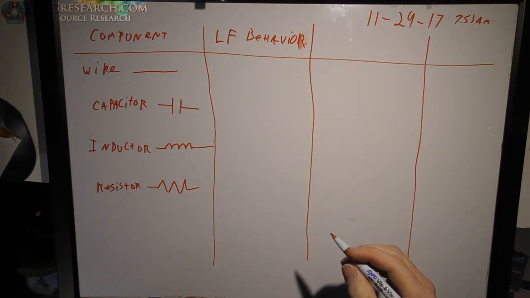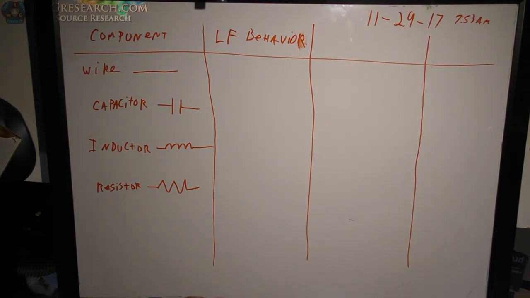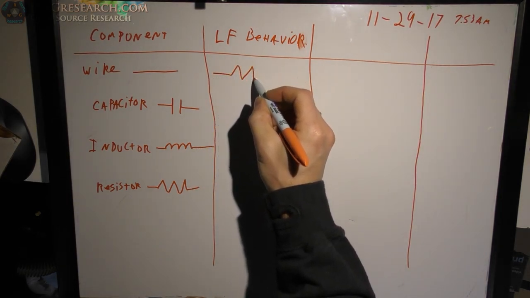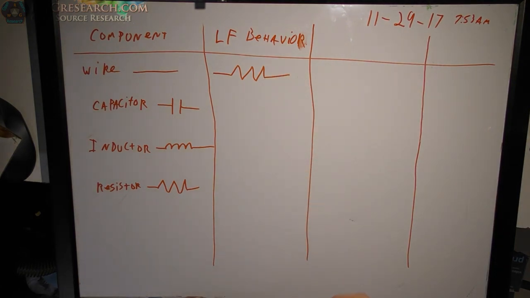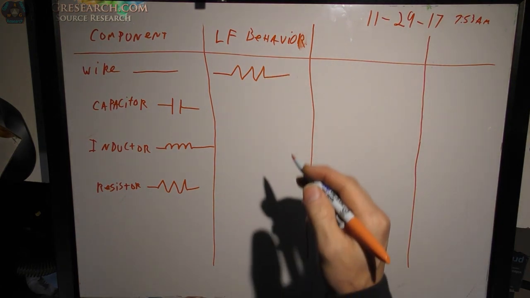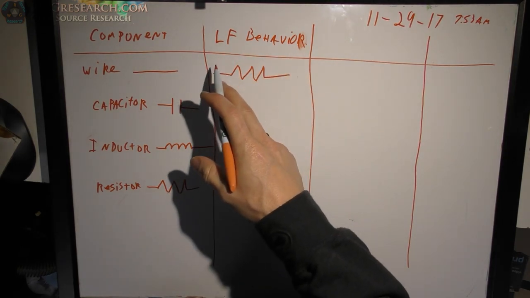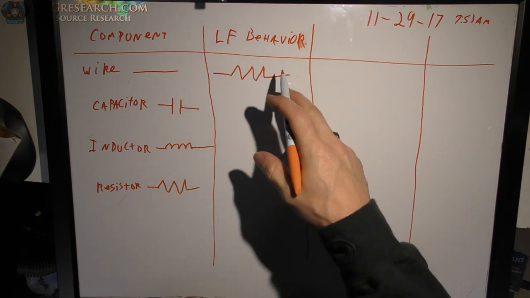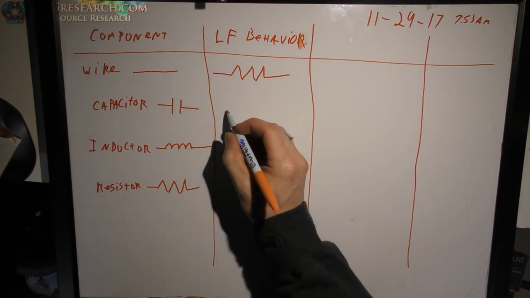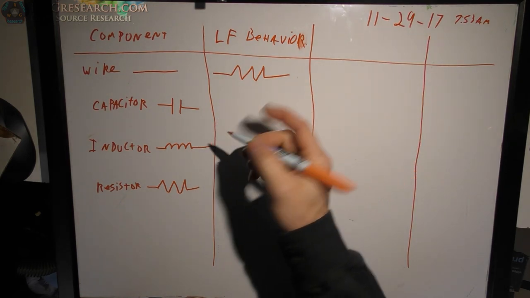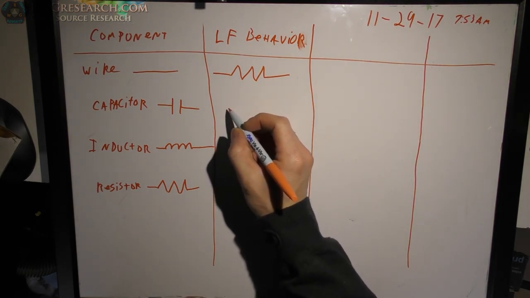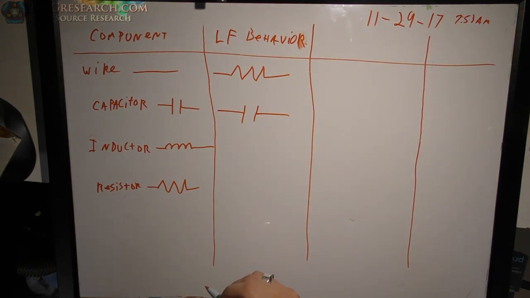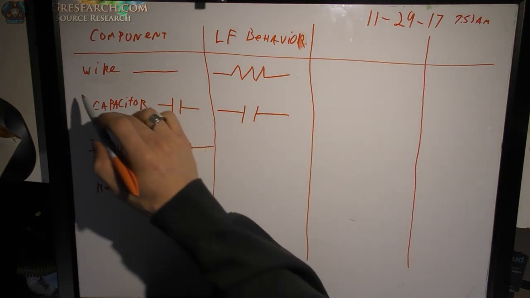So we've got low frequency behavior. What does a wire act like at low frequency? It has internal resistance, it looks like resistance. Most of us are using components in this range, except for when we do things that I'll talk about next. But most of the time, conventionally, we look at components like this, because we're taught that way. So what does a capacitor look like at lower frequencies? It looks like a capacitor.